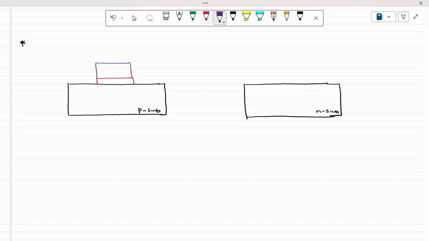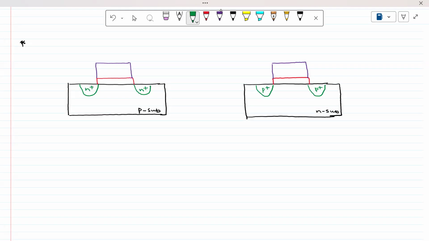Here also we have an oxide. On top of it we have polysilicon. Now what are the source and drain? Source is actually N plus. Let me call this the drain. This is also N plus. And here the source is, for example, P plus, and the drain can be called P plus. Right? Okay.